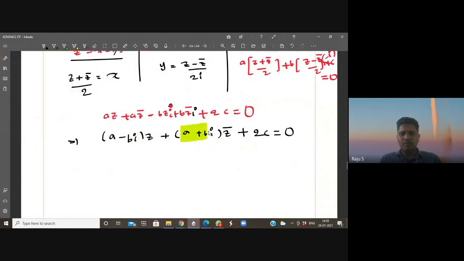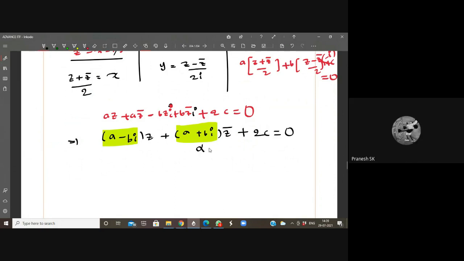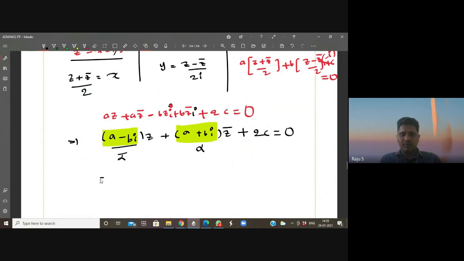What about this a plus iota times of b? It is also a complex number. Its conjugate is a minus bi. When I take this as alpha, this is the conjugate of alpha. So shall I write here conjugate of alpha z plus alpha z conjugate? 2c value you can take as some other constant, like capital C, is equal to 0, where alpha value is a plus iota times of b.